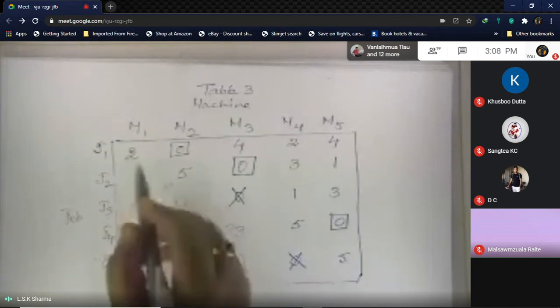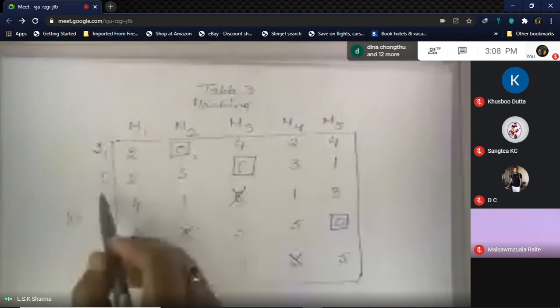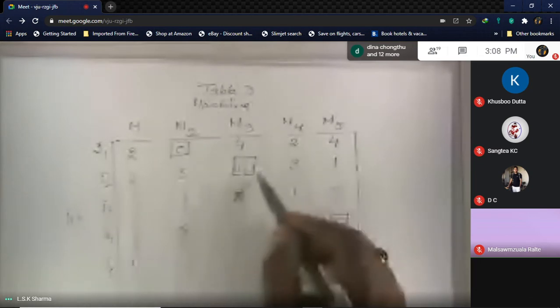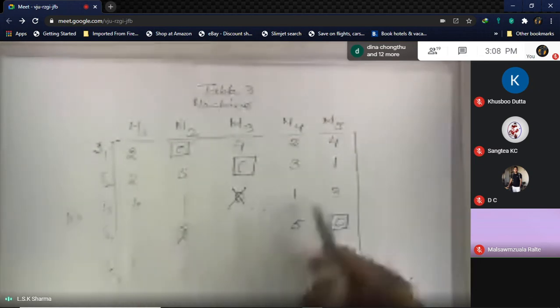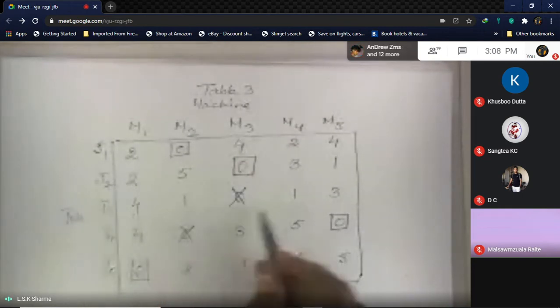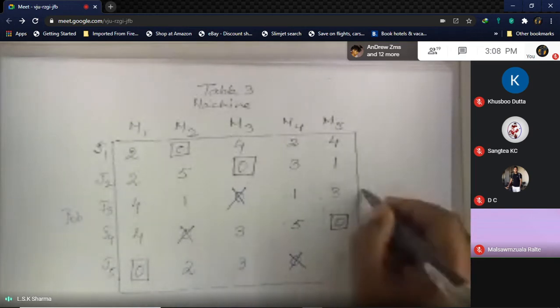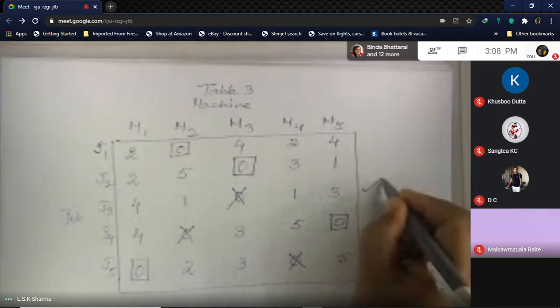Mark a tick in all the rows that do not have assignment. This row has assignment, so square is there. This row has assignment, square is there. This row does not have assignment. This row has assignment, this row also has assignment. So the third row does not have assignment, and in this row you put a tick mark.